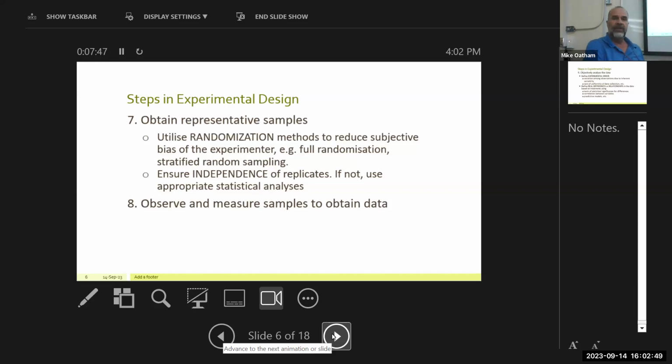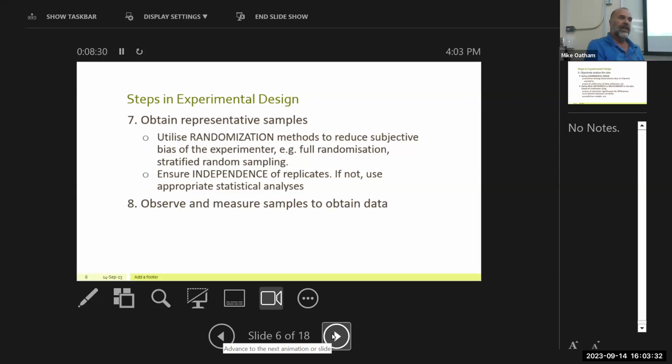All right, so for this afternoon, let's finish off this lecture. Finish off these steps in experimental design. Step number 7 is to obtain representative samples. Okay, so the key word being there, representative. We need to try and make sure that the samples that we collect when we make our observations are truly representative of the population that we wish to sample.